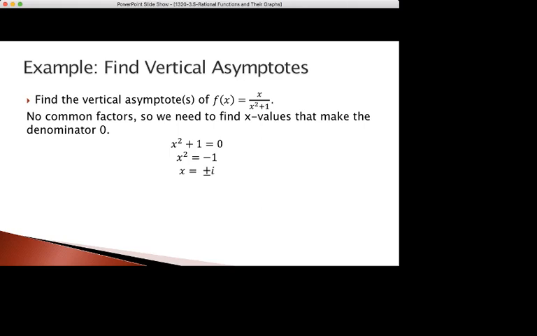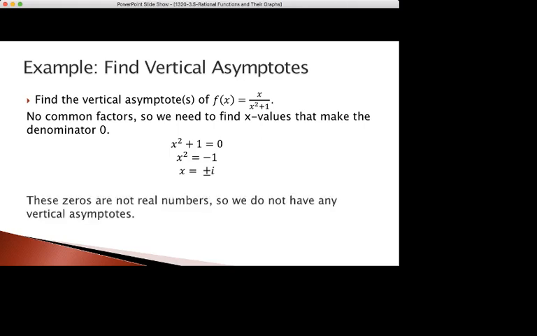Wait a second. That's a problem. If you look back at that definition, vertical asymptotes exist at real numbers. i is by no means a real number. So, since the only values that make this denominator equal to 0 are imaginary numbers, from that we can conclude that we do not have any vertical asymptotes for this function. Fun stuff. All right.